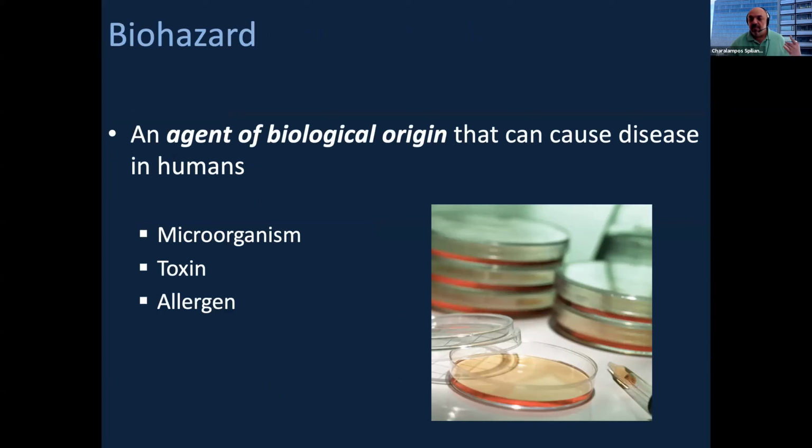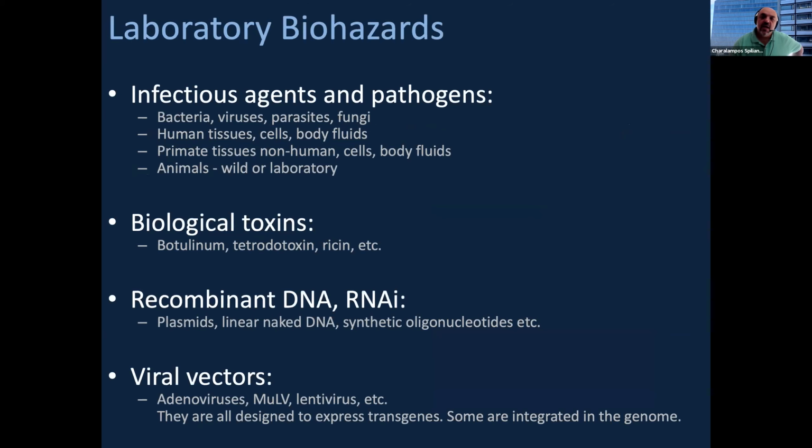So a biohazard is any microorganism, toxin, allergen, in general any agent of biological origin that could potentially cause disease to humans. Here we refer to infectious agents or pathogens such as bacteria, viruses, parasites, fungi. We do culture a lot in our laboratories. We're talking about human tissues. Sometimes one might perform such experiments, especially the laboratories that collaborate with IMBB and are located over at the medical school.